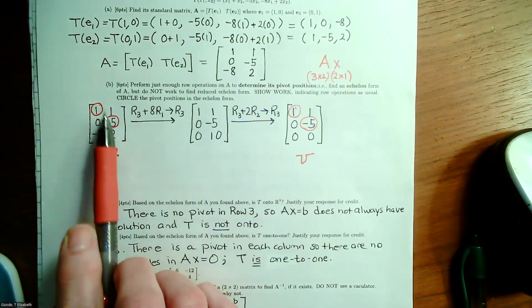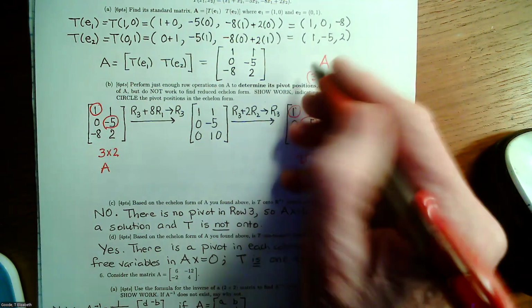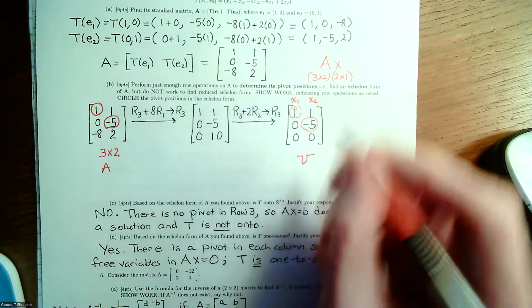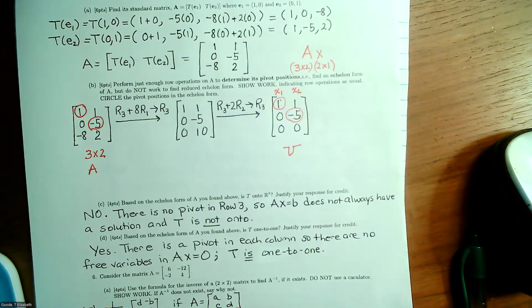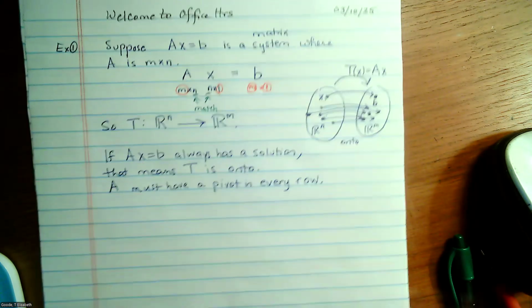But when you look at this row reduction, there is a pivot in every column. So we don't have any free variables. So that means it's one-to-one.